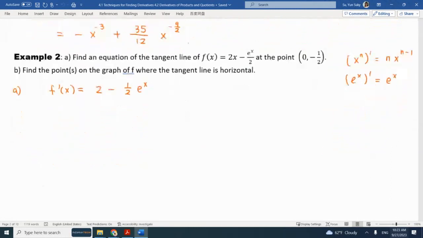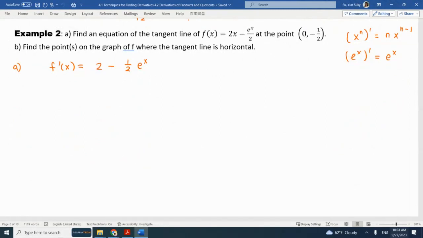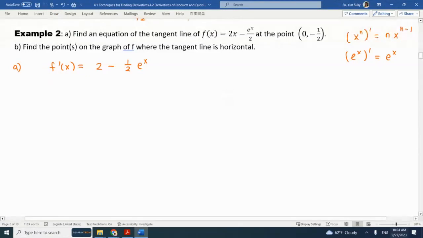Find the equation of the tangent line at the point 0 and negative 1/2. And last time we found the derivative, right? The derivative of 2x is 2 because it's a linear term. For a linear term, the derivative is just its coefficient. So that's 2. And then you can think of the other term as minus 1/2 times e to the x. When you take the derivative, the minus 1/2 stays here. A constant multiple just stays. And then the derivative of e to the x is e to the x. That's why we still have e to the x here.